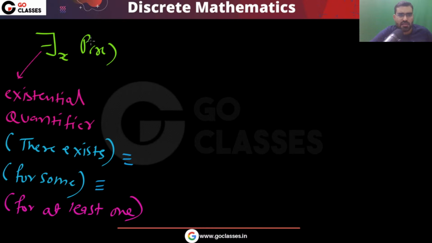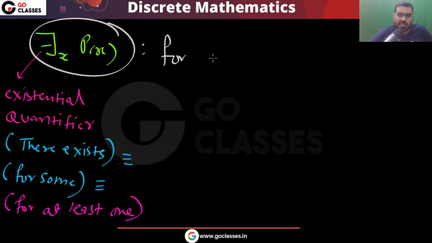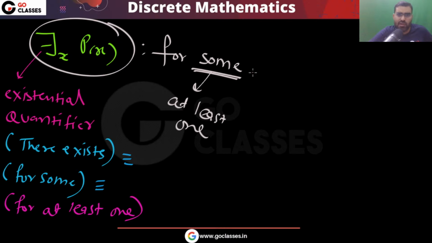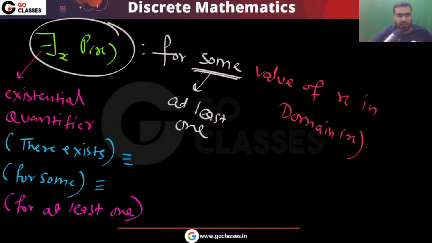This says that for some value of x, p is true. Some means at least one. So for some value of x in the domain of x, px is true. This is your existential quantifier. There exists x px means that there exists a value for which px is true.